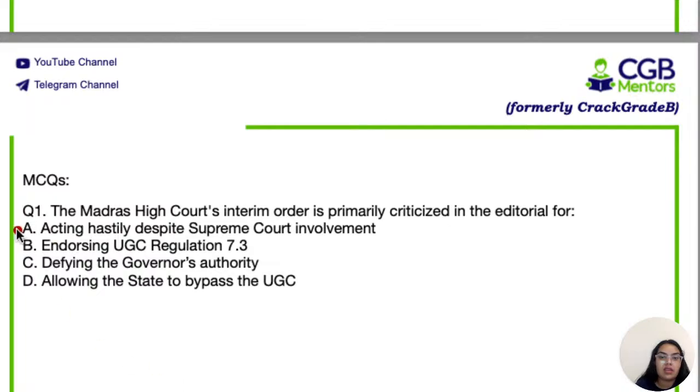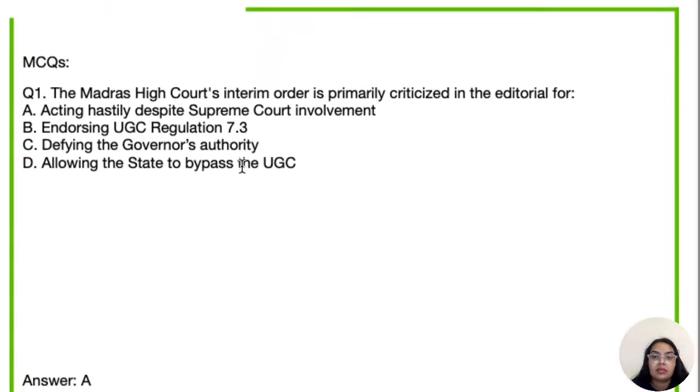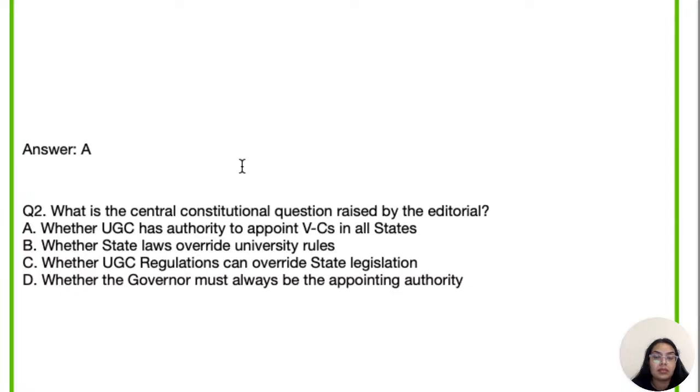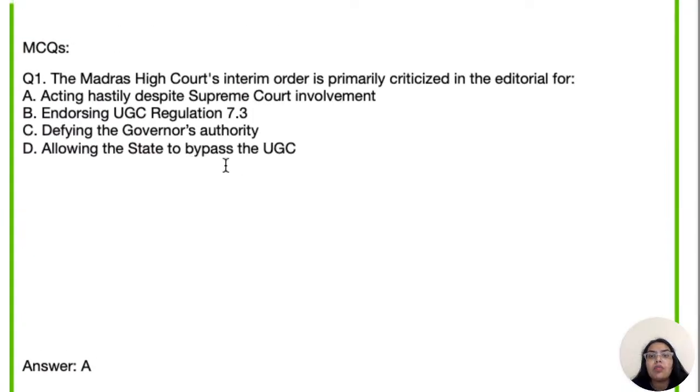So the answer here is A, acting hastily despite Supreme Court involvement. That's why the editorial is criticizing the interim order. What was the hurry? B, allowing the state to bypass the UGC. But that's not what the editorial is criticizing the interim order for.